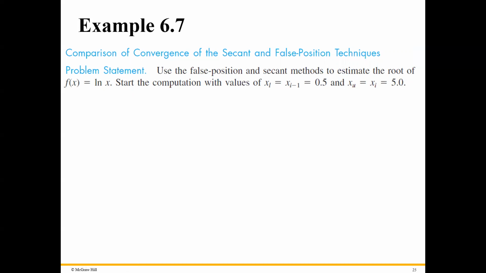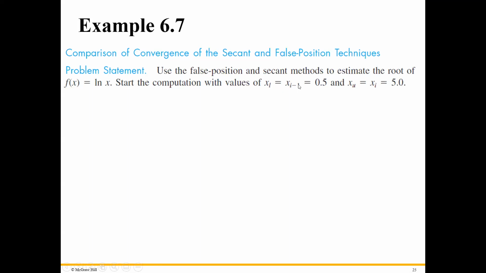Maybe in false position we should bracket the root. Yes, and how about in the secant method? It's not necessarily to be. Yeah, so this is the main difference. Okay, so otherwise the formulation of both methods is same.